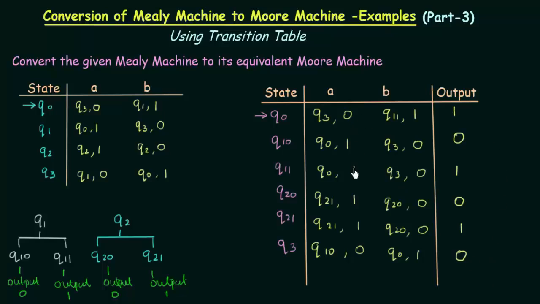Now we can remove these outputs which were given in the transition because this is a Moore machine. So let's remove that. Now we have removed the outputs that were associated to the transitions, and we have associated the outputs to the states. Now this becomes a complete transition table for the Moore machine. So here we have successfully converted the Mealy machine to the Moore machine using the transition table. I hope this was clear to you.